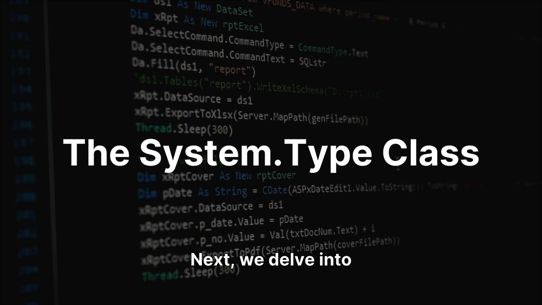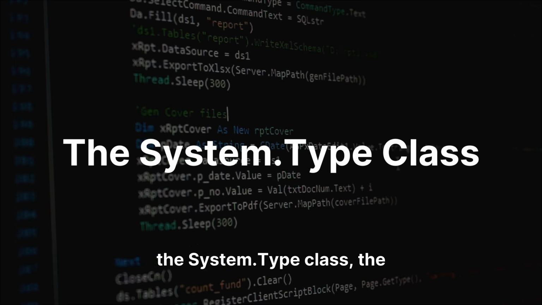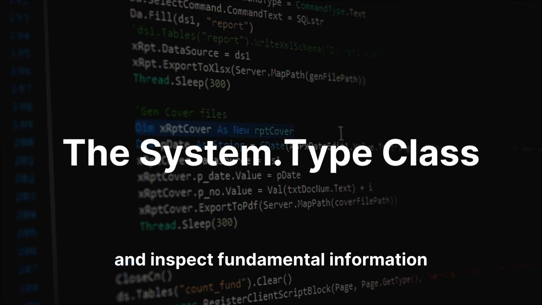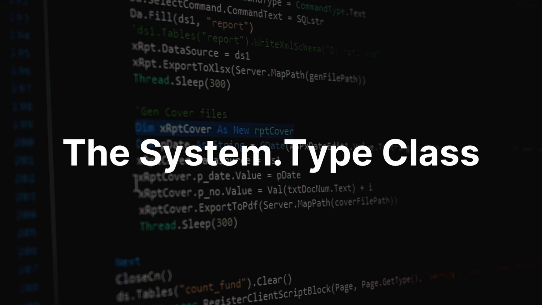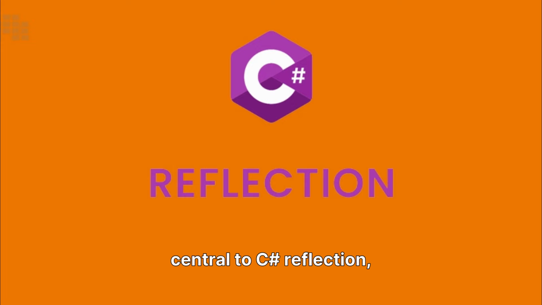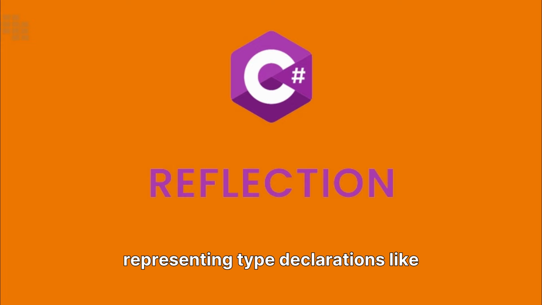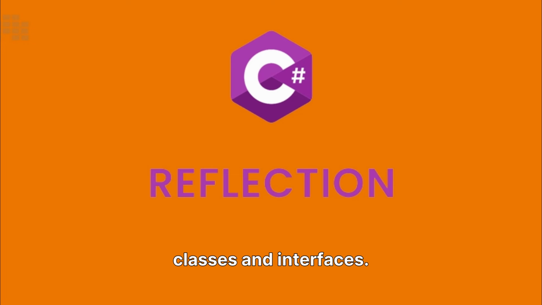Next, we delve into the System.Type class, the cornerstone of C# reflection. We'll explore how to obtain a Type object and inspect fundamental information about any .NET type, understanding its core metadata. The System.Type class is central to C# reflection, representing type declarations like classes and interfaces. It's your gateway to understanding a type's metadata, including its name, properties, methods, fields, and events.